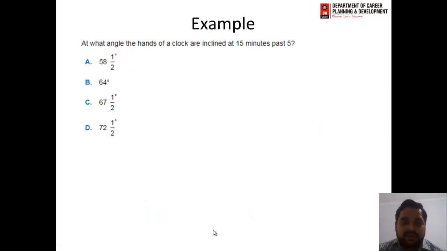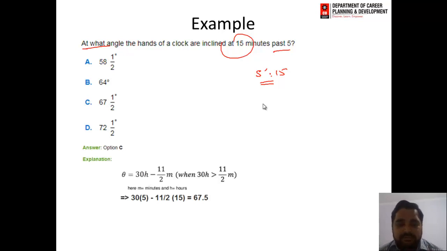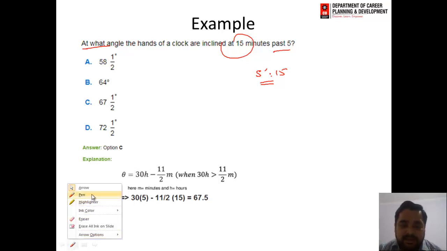Now here we have an example for this type of question. At what angle are the hands of the clock inclined at 15 minutes past 5? It means the time in the clock is 5:15. So what is the angle between the minute hand and hour hand? We can find it by just putting h as 5 and m as 15 as per the formula.